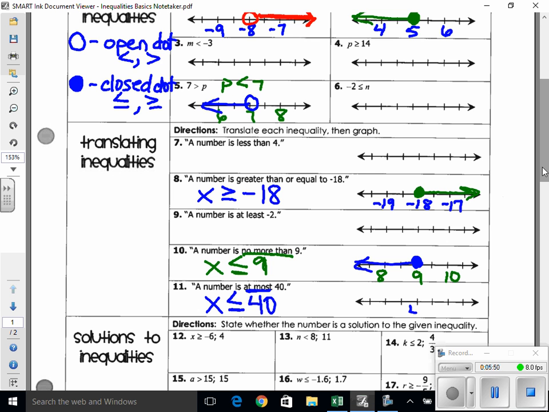So 40 goes on the number line, 39 below it, 41 above it. This would be a closed circle on 40, and less than or equal to would be left. Okay, so you'll be responsible for the other ones in that section.